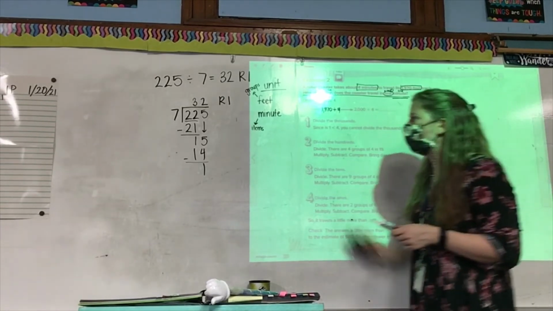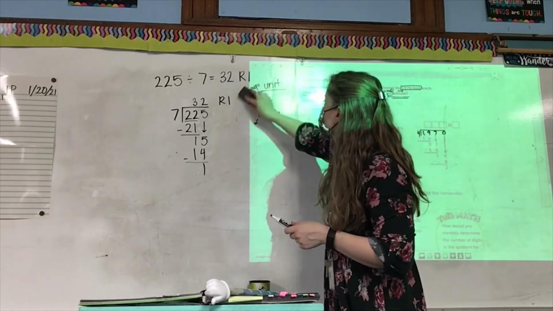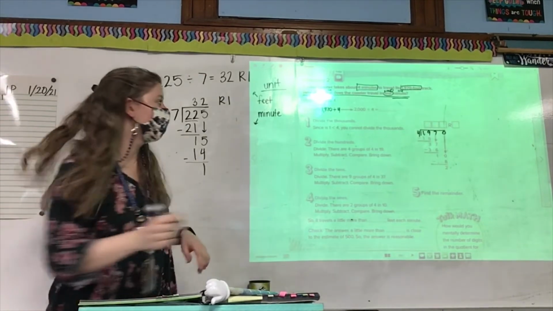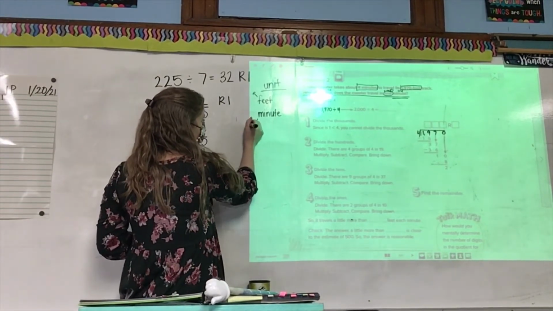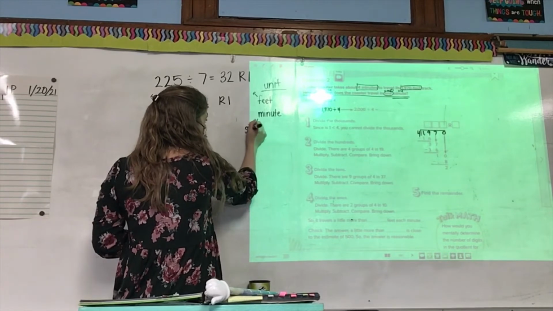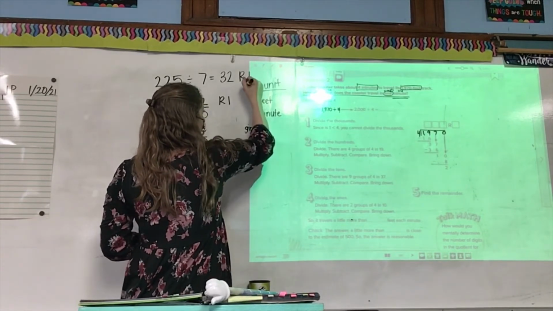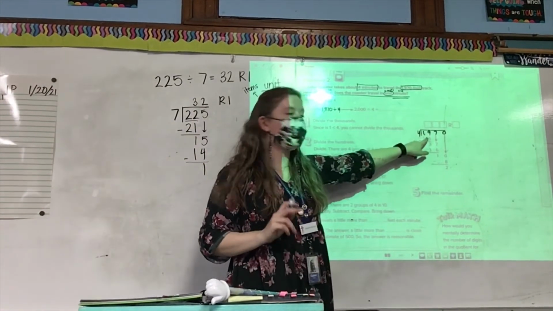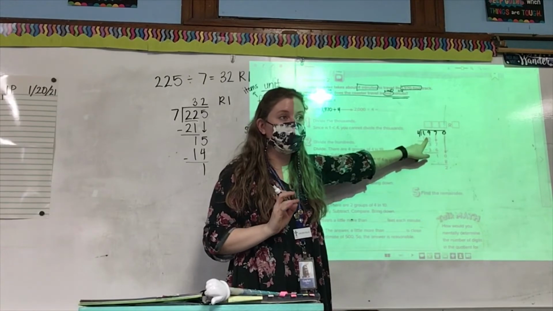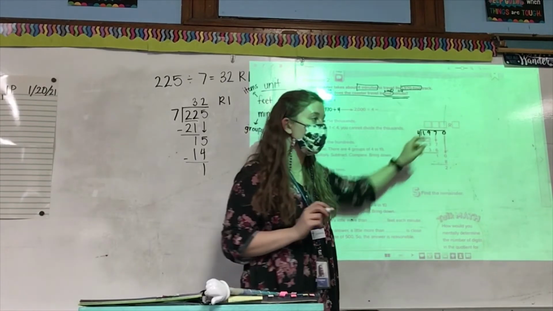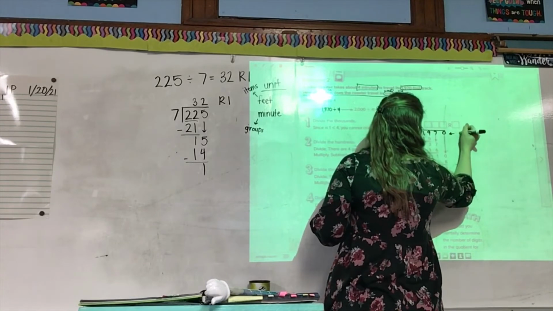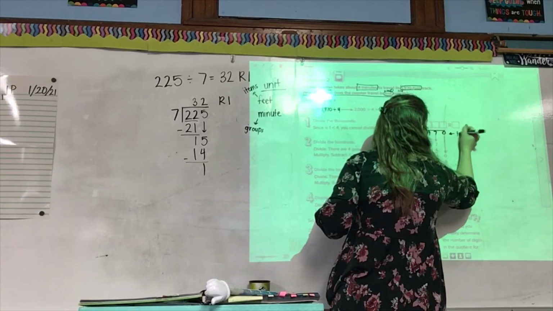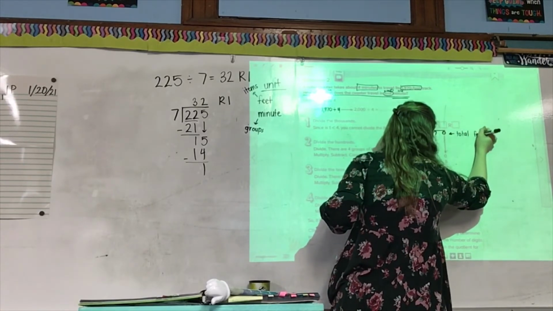Wait, hold on. Okay. I got it mixed up. So Victoria, I thought you said, and then I wrote what you said, but we know 1,970 is our dividend. The dividend always represents the total number of items, which means if foot or feet goes with our dividend, that's the items. Total feet.